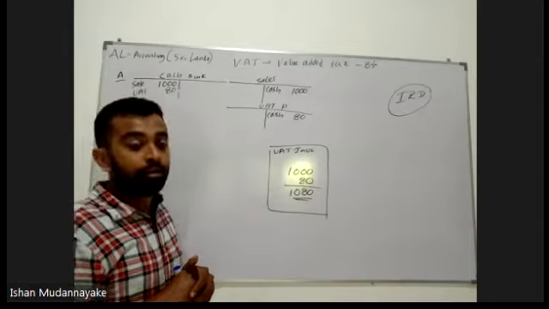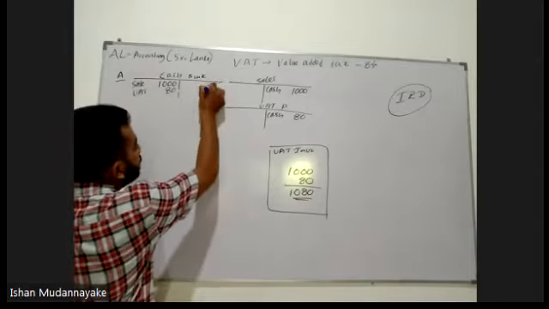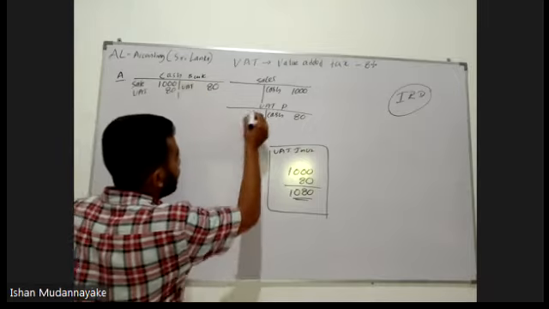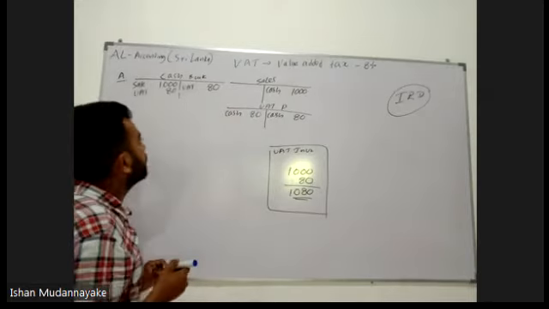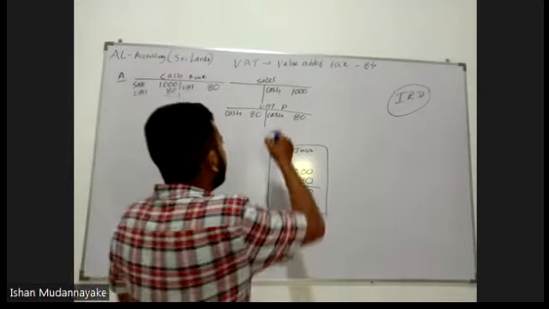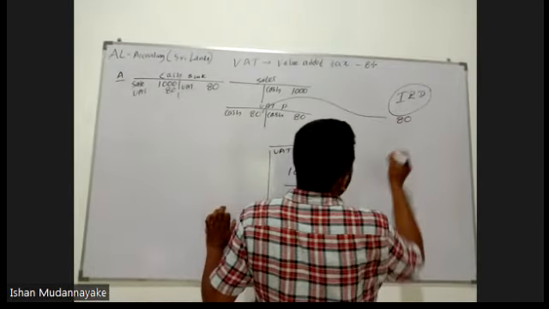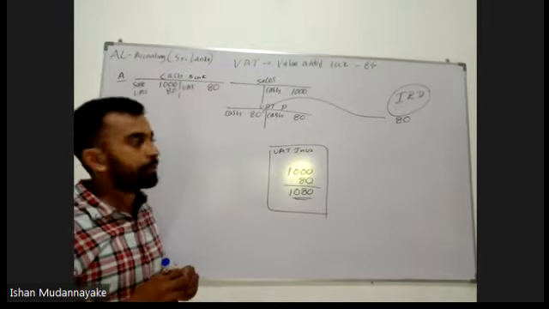Right. How to pay? Their cash balance decreases. Cash outflow, therefore cash account credit, VAT payable account debit 80 rupees. Company A pays this 80 rupees to the government. The Department of Revenue receives 80 rupees from company A.